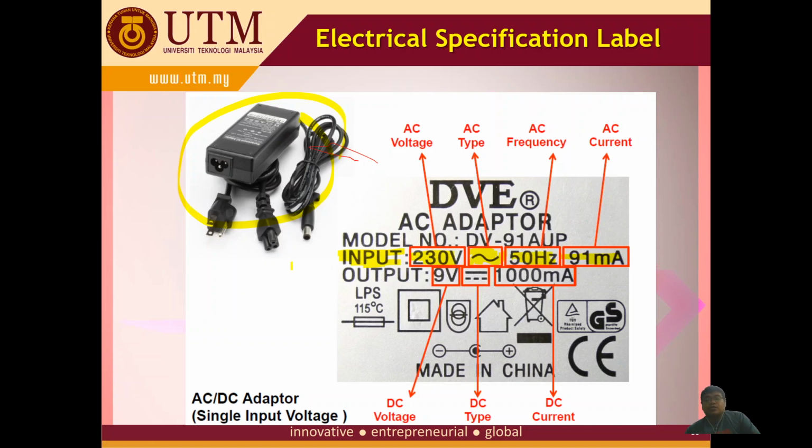Okay, so this is the input and this is the output. The output is 9 volt DC with 1000 milliamp. That means when you have this charger, the input of the charger should be 230 volt AC, which is our house supply. House supply or building supply is 230 volt AC with frequency 50 hertz.